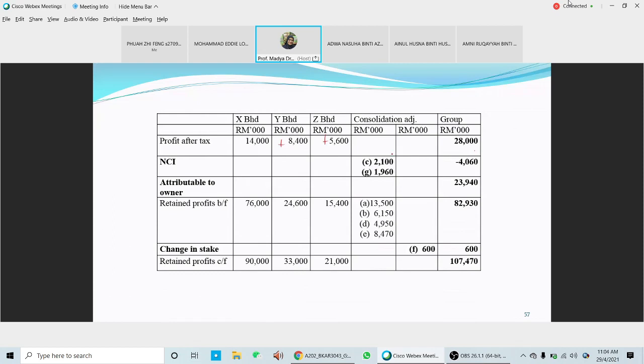This is for the portion for X. Okay, retained profit, add the 3 companies together, minus 13,500 here for Y. This one is for the parent, Y, and then this one, 6,150, here is for the NCI. And then you're going to have 4,950. Okay, 4,950 here is for Z. Both on this one for parent, and then this one is for the NCI. NCI has 55%, and the parent only has 45% of Z.